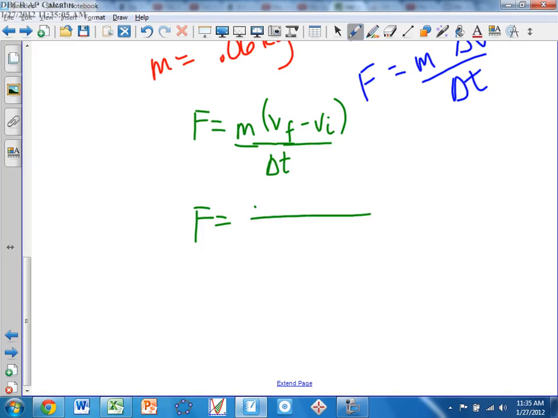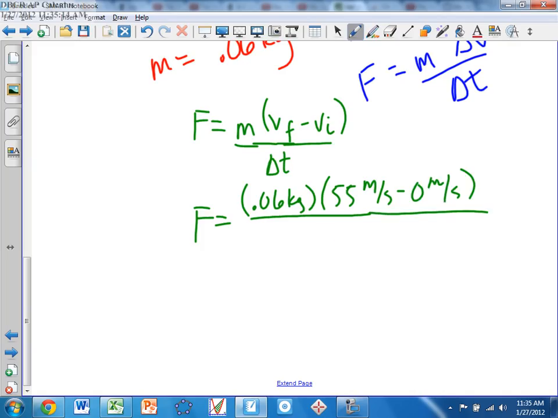So you got 0.06 kg. We got 55 meters per second minus 0 meters per second all over 0.004 seconds. And look at your units, everybody. You're going to have kg m over s squared, which is a newton. You're going to have kg times meter over second squared, with 2 seconds in the denominator, which is a newton. Kg m over s squared is newton.